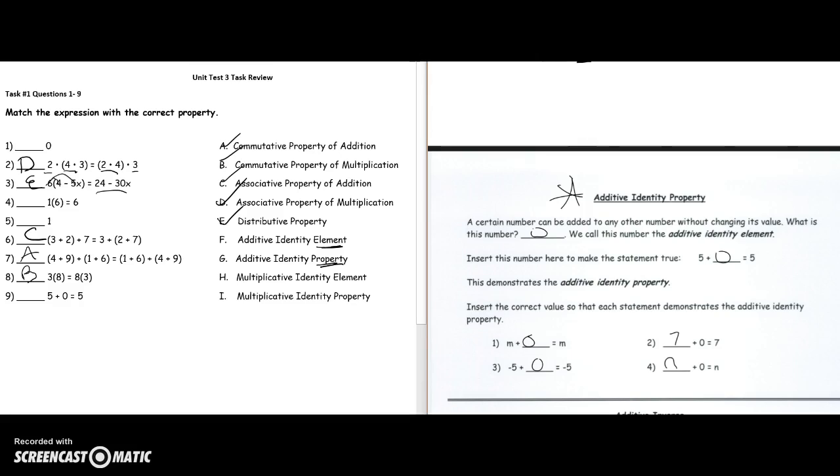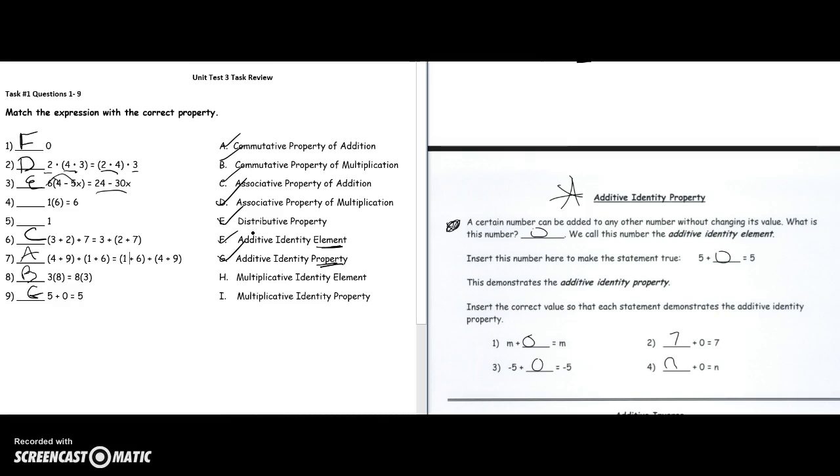Alright, a certain number that can be added to any number without changing its value. What is this number? A number that we can add to any number without changing its value is the number 0. So that ends up being letter F. So the additive identity property would be when we add 0 to a term, as in number 9. So that will be G. Okay, we're quickly going through this.